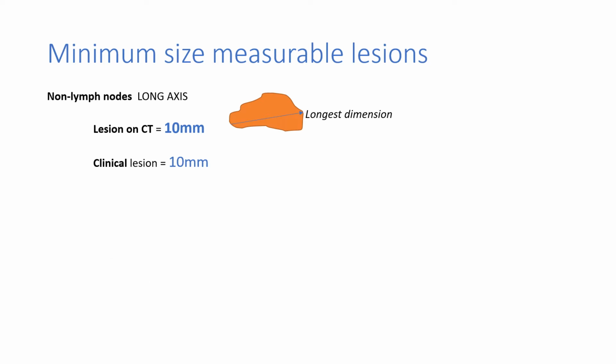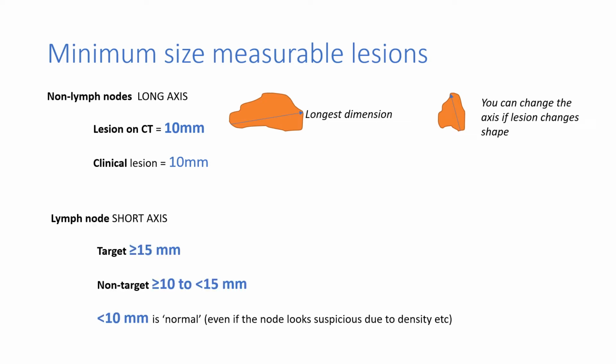Lymph nodes and lesions that are not in lymph nodes, such as in the lung or the liver, are measured differently. For non-lymph node lesions, you measure the longest axis. And if you're re-measuring it later, again, you use the longest axis, even if the lesion changes shape. For lymph nodes, the shortest axis is measured. And non-lymph node lesions, such as a lung lesion, have to be at least 10 millimeters.